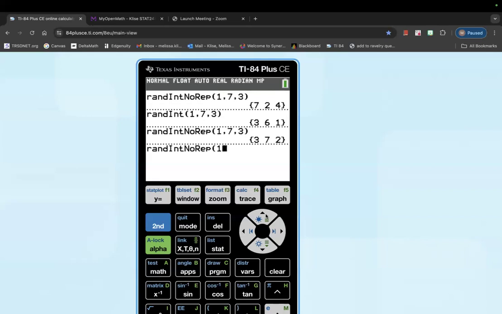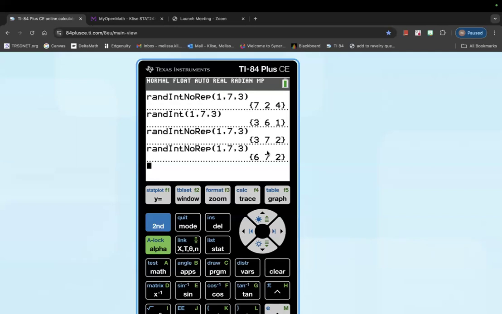Now I can put 1 comma 7 comma 3, close my parentheses, and get my numbers. Mine wasn't working that way with the 3, but I just took out the 3 and did 1 comma 7 and it started working. It gave me 5 numbers. You just chose the first 3. Yeah.